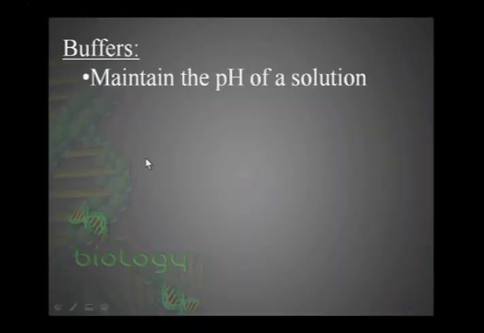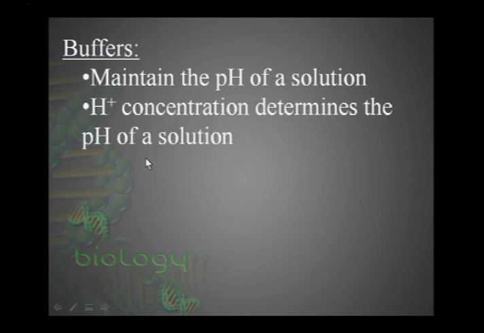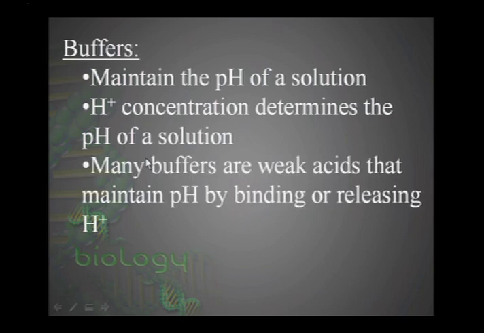Now, acidity or basicity of a solution is very, very important in life and in nature. And so we have a lot of mechanisms, for example, in our body to try to mitigate the effects of acids and to control pH, because if you start changing pH, it can affect the shape of biomolecules. So the role of a buffer is to maintain pH of a solution, to keep it at a specific pH. And it is the H plus concentration that really determines the pH of a solution. And many buffers are weak acids that help control pH by either binding or releasing H plus.